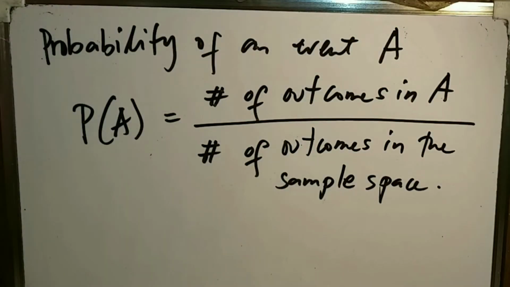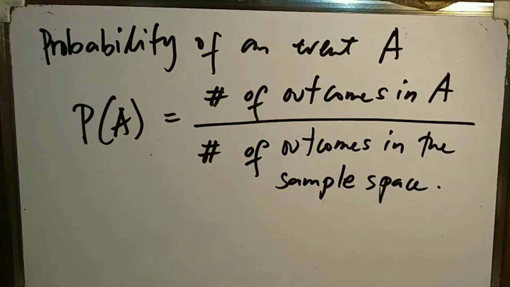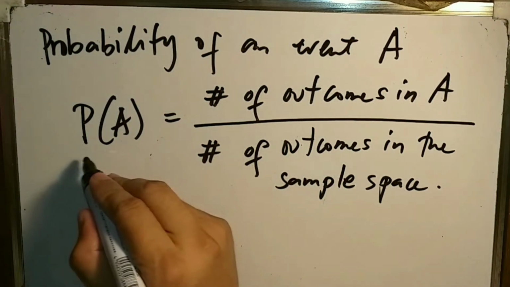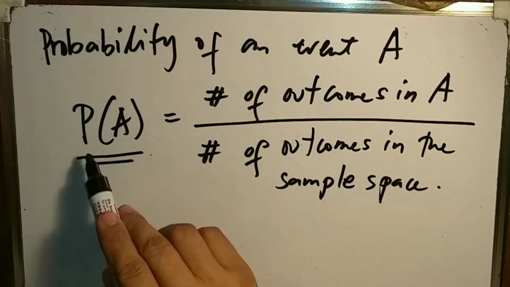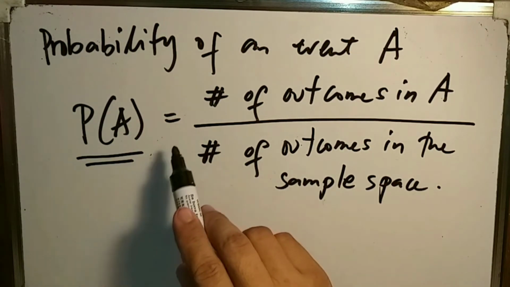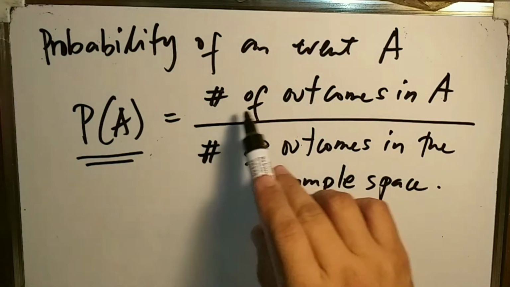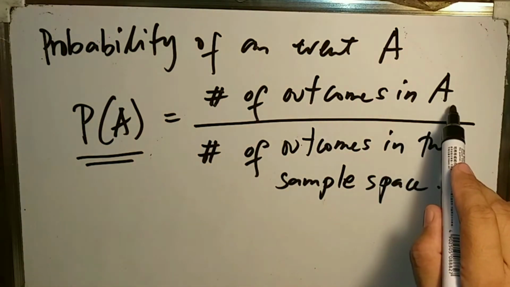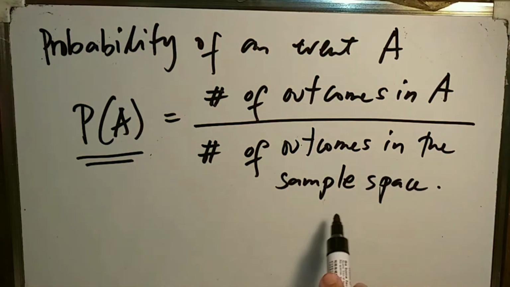Okay, so we proceed now to the definition of a probability of an event A. Our notation for that would be this. We read this as P of A. So P of A is equal to the ratio of the number of outcomes in the event A to the number of outcomes in the sample space.